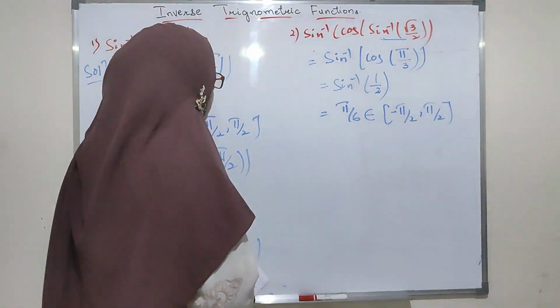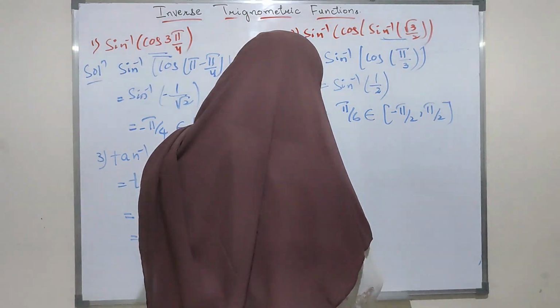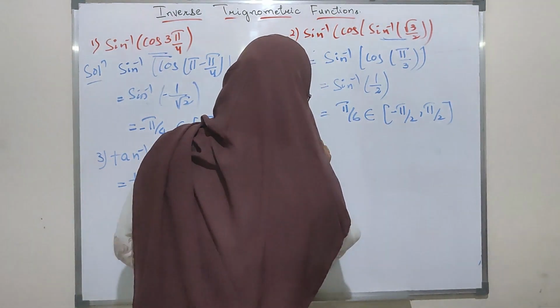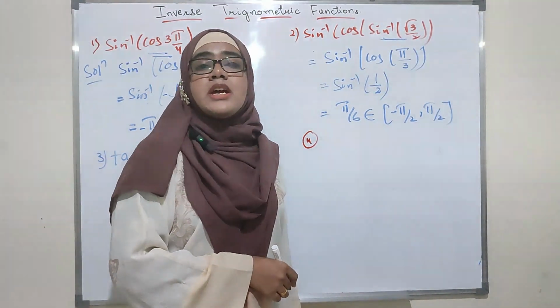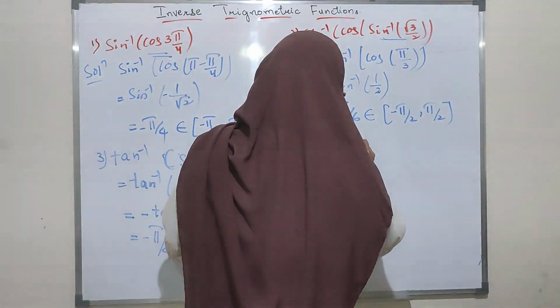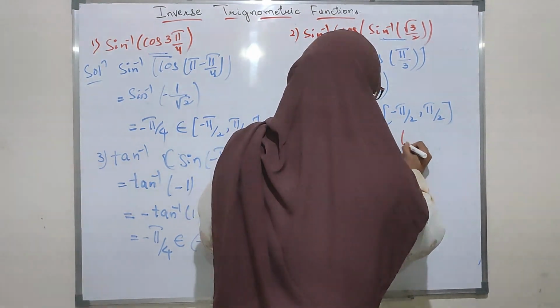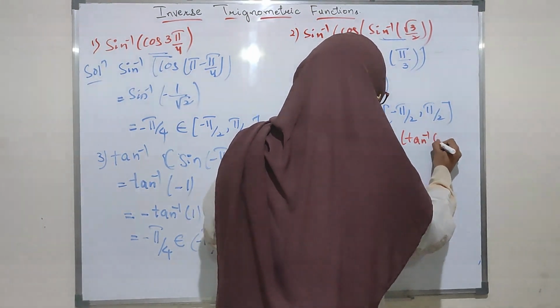Okay. Now write down the fourth question. The fourth one is, here you are having cot of sin inverse of cos of tan inverse of 1.